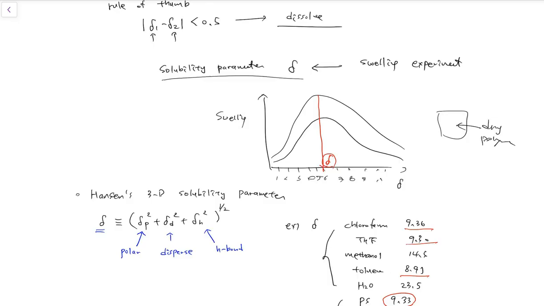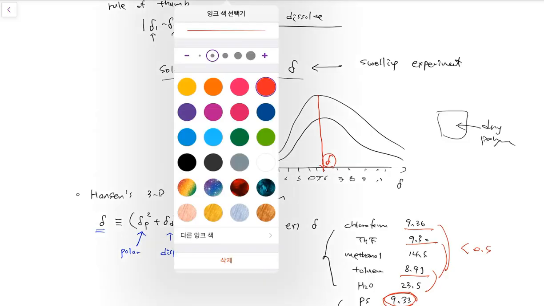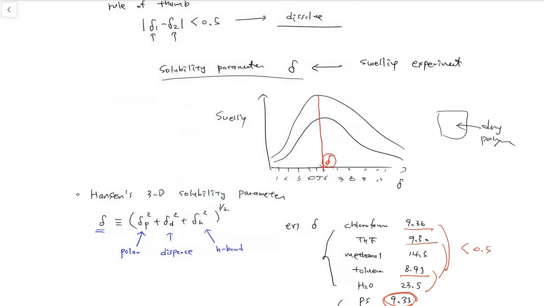So if you look at the numbers, polystyrene has a solubility parameter of 9.33, and toluene is 8.91. Chloroform and THF are all close to each other, right? And the difference between 9.33 and these solvents is less than 0.5, which means that chloroform, THF, or toluene will dissolve PS. But the parameter of methanol or water is much larger than PS, which means that methanol and water cannot dissolve polystyrene.